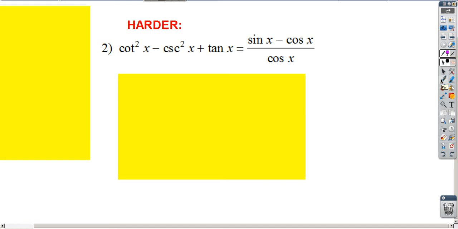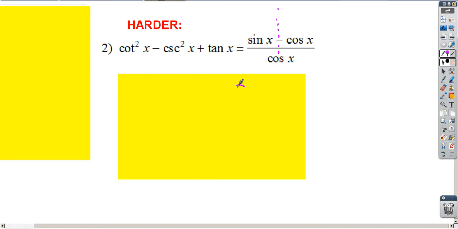Start with a more complicated looking side. And even though the left side might look a little bit more complicated, usually fractions tend to be more complicated. So I'm going to start with the right side. And then usually when you see a fraction, what you end up doing is splitting this down the middle.